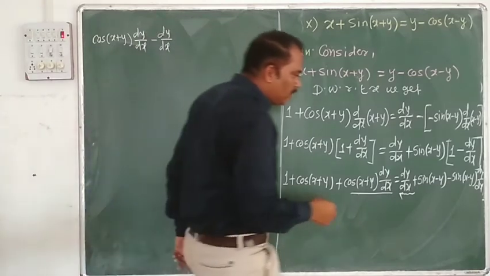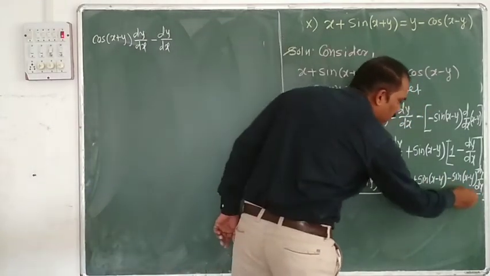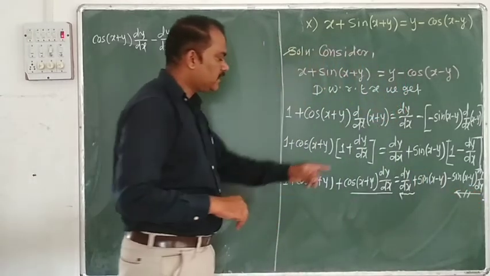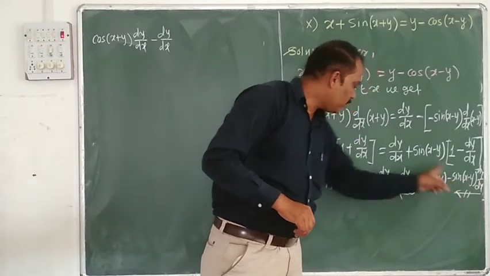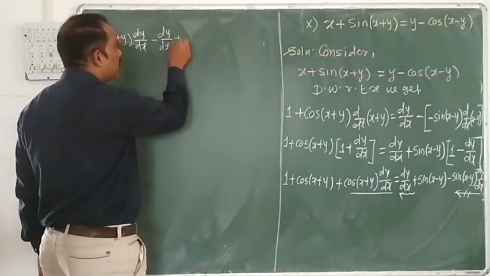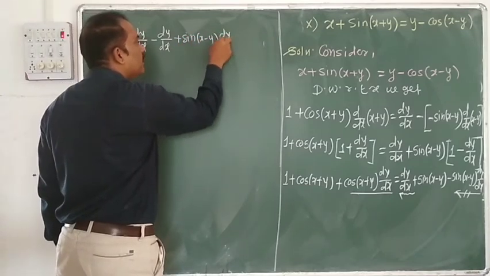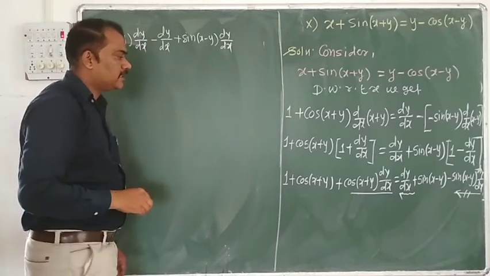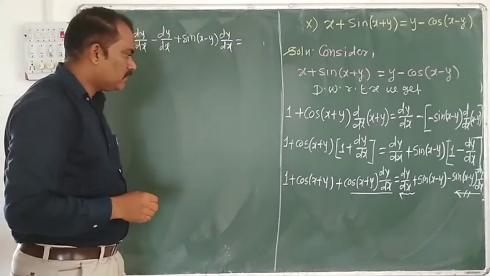Also there is one more term which contains the dy by dx, this one term. We have to also transfer on the LHS, that is the minus sin of x minus y into dy by dx. When you have to transfer on this side, it must be positive, so that plus sin of x minus y dy by dx, okay, is equal to, we have to take all the terms which do not contain the dy by dx on the RHS.